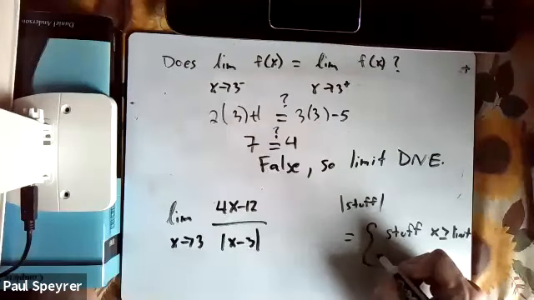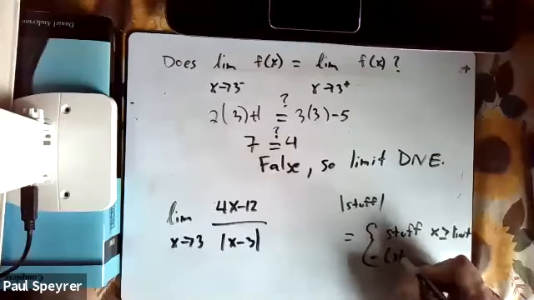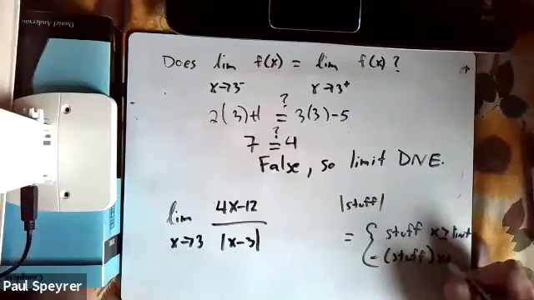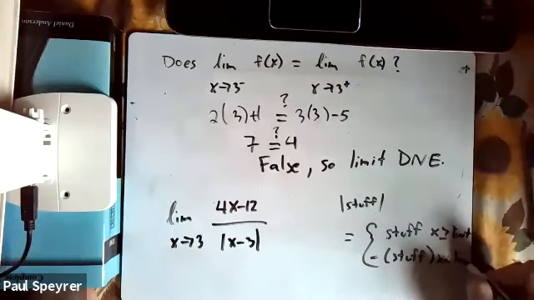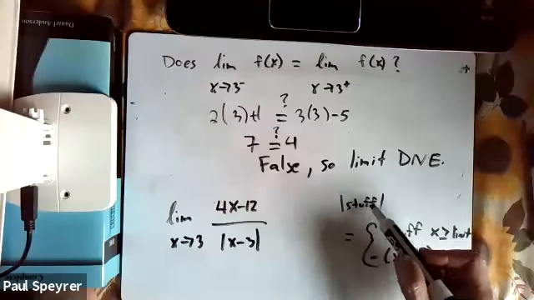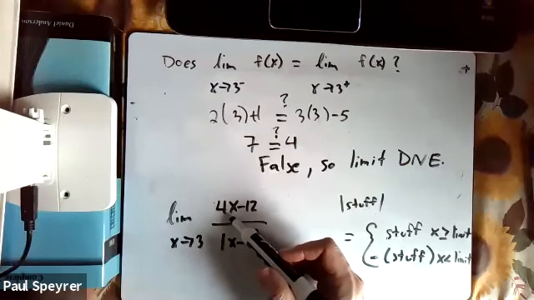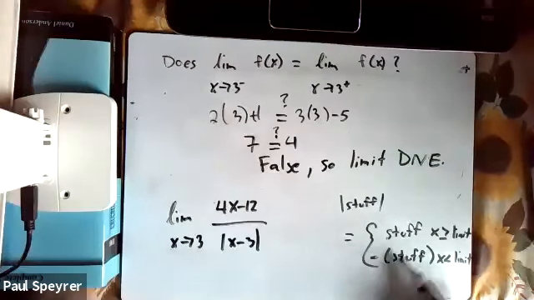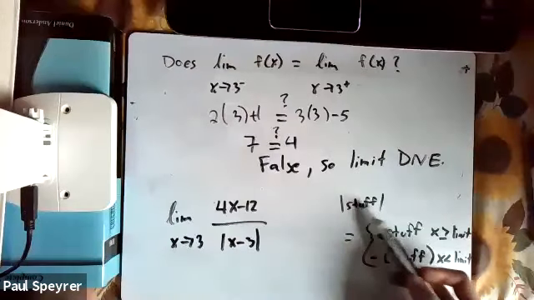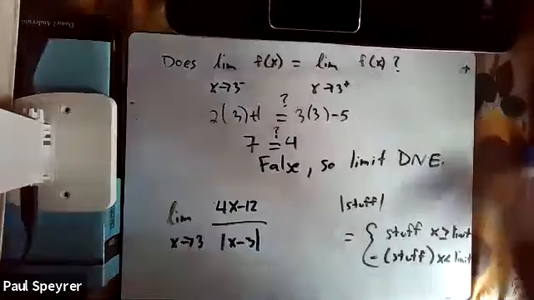And then the next one is negative and then stuff, for x less than the limit. With this stuff, we're only talking about what's inside the absolute value. Like this 4x minus 12 here is never going to change, because it's not inside the absolute value. Everything outside the absolute value always stays the same when you break it apart.